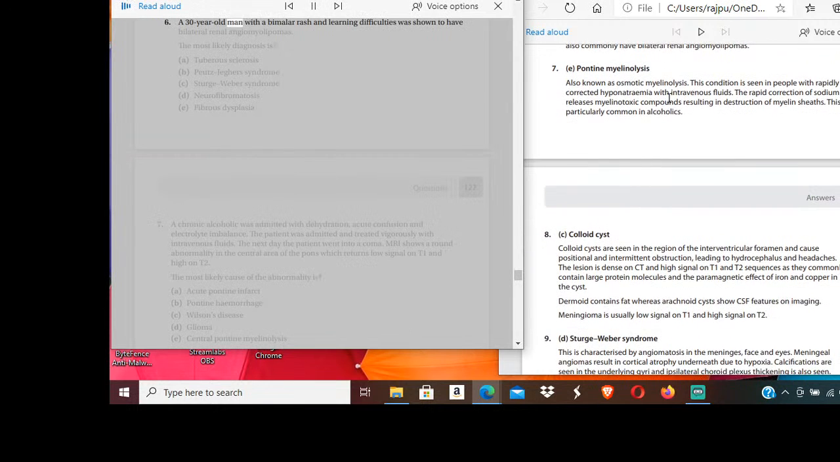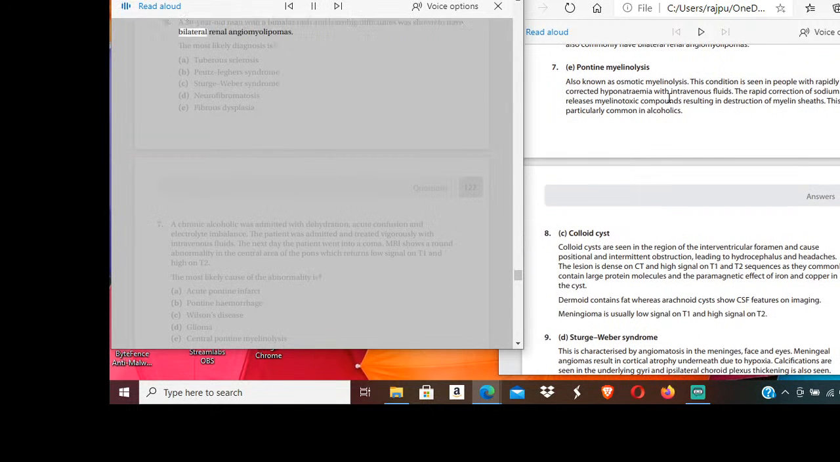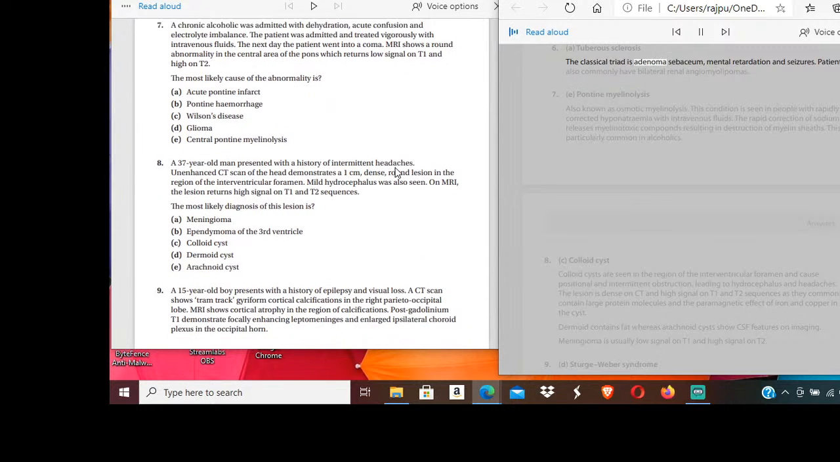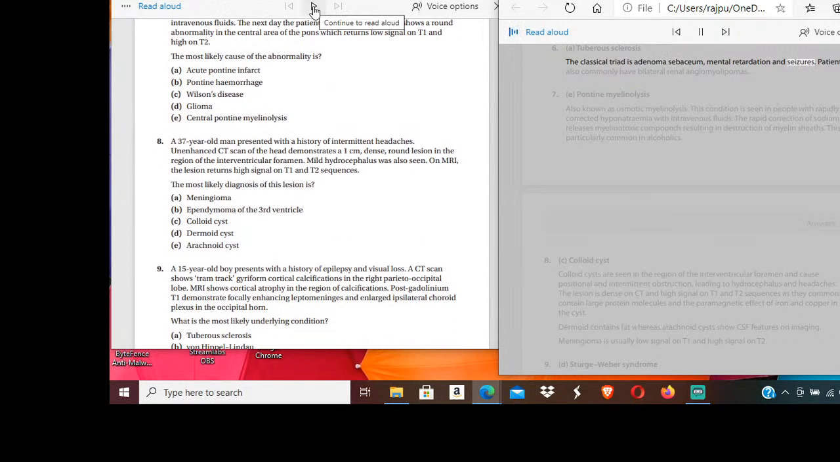6. A 30-year-old man with a bimalar rash and learning difficulties was shown to have bilateral renal angiomyolipomas. The most likely diagnosis is 6. A. Tuberous sclerosis. The classical triad is adenoma sebaceum, mental retardation and seizures. Patients also commonly have bilateral renal angiomyolipomas.